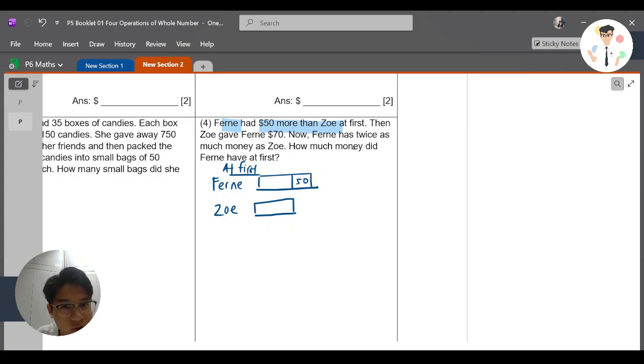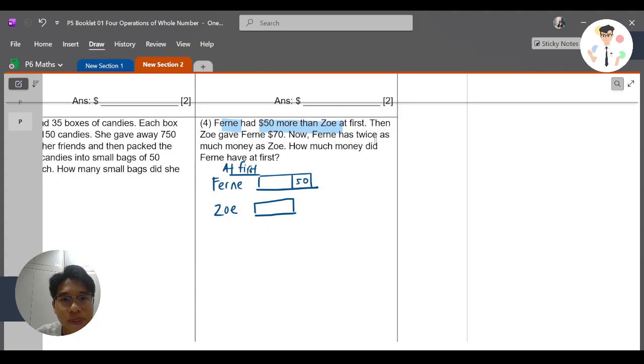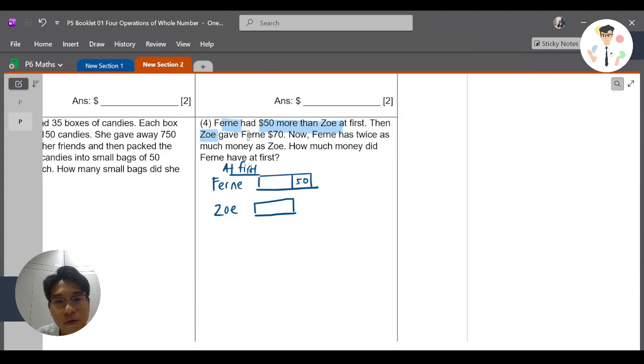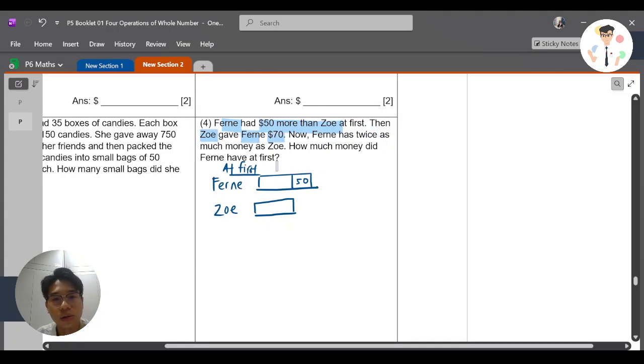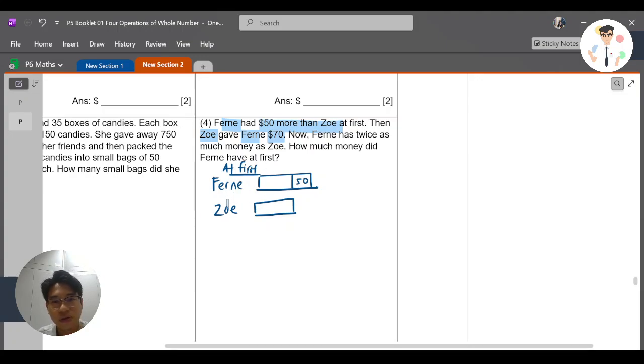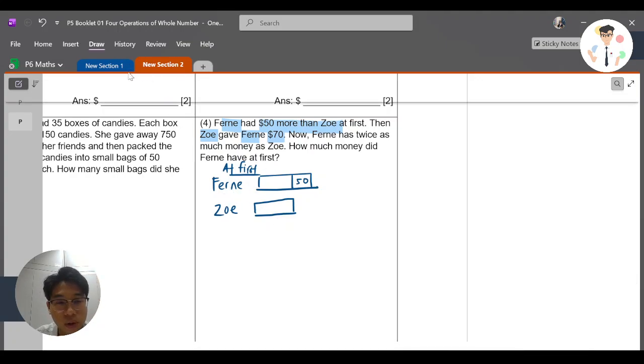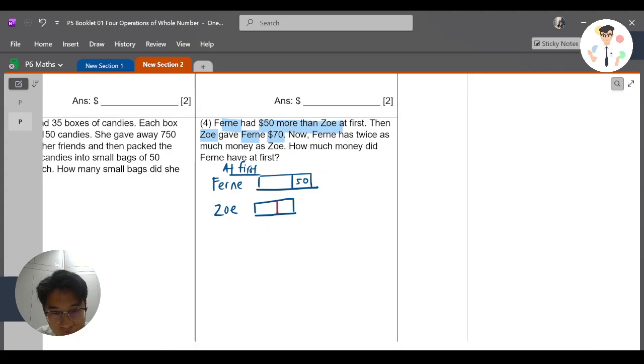Okay. Now be very careful here. Here it says, then Zoe gave Fernie $70. It means that Zoe now gives Fernie $70. So look at here, I cut here. Now, I take this 70 and I give it to Fernie. Okay? And if you cut here 70 and move here, it will be very important for you to also cut here and push here 70.